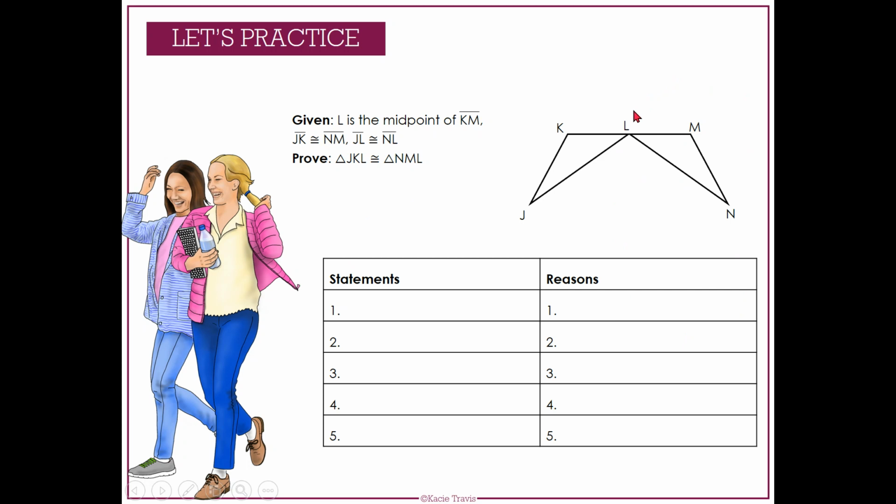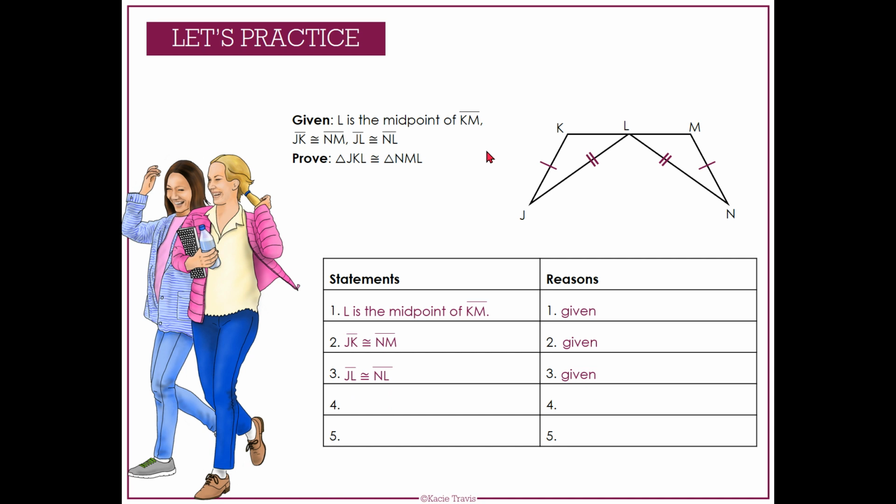Hey, folks. Hopefully, you actually went through and paused it and came back. So let's check our work. First off, L is the midpoint of KM. That's given to you. JK is congruent to NM. That's because that's given to you. Now we also know that JL is congruent to NL. That's also given to you.